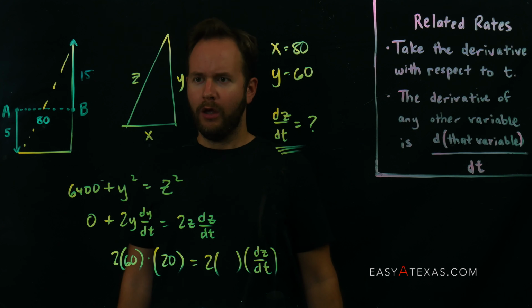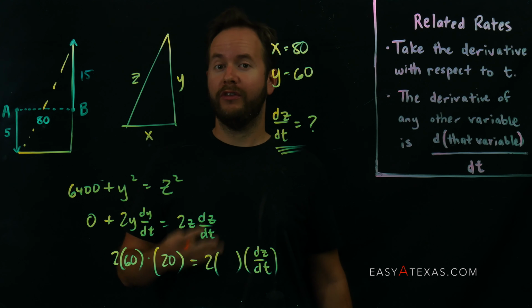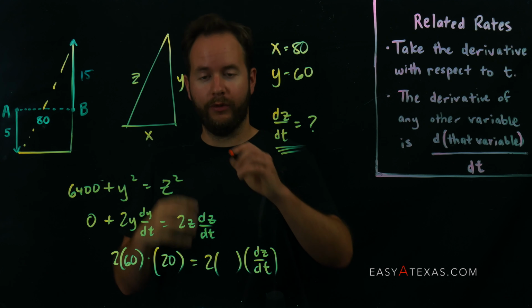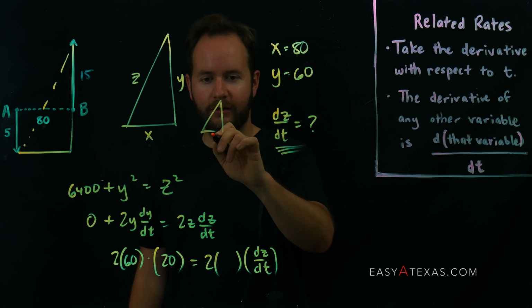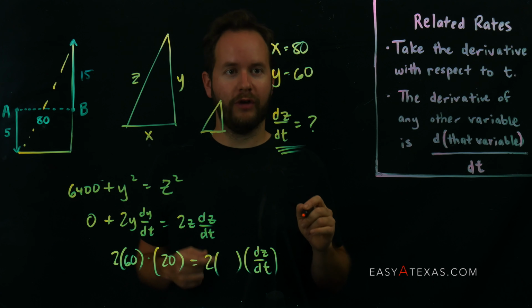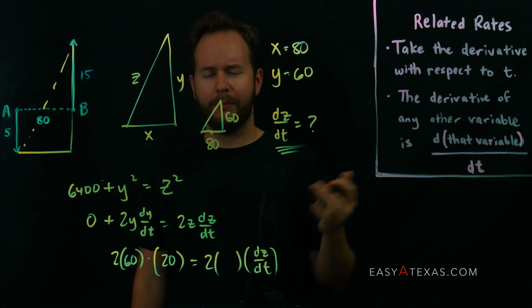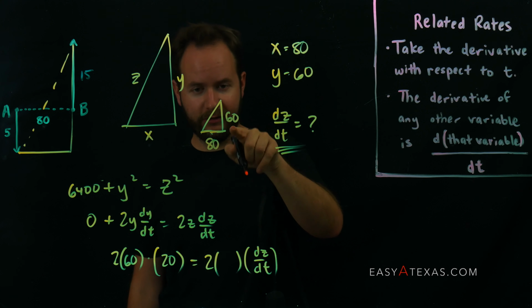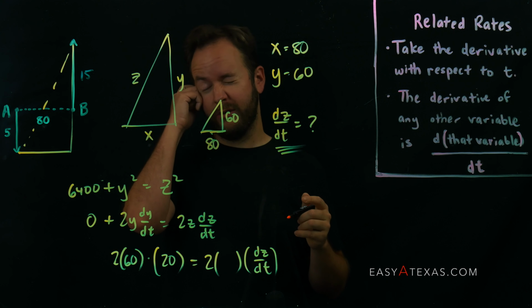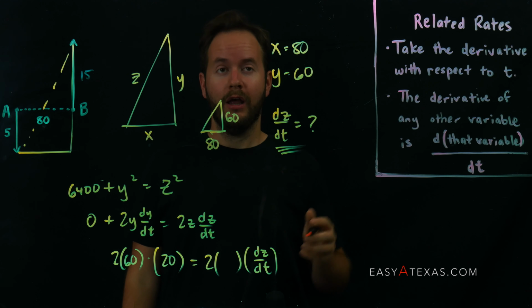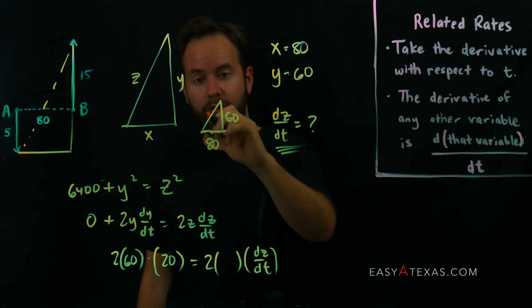What is z, though? Remember that we're going to have to reference the original triangle, without having taken the derivative, to see what the sides of this right triangle are. We know x is 80, y is 60, and if you do some quick Pythagorean theorem math, you take 60 squared plus 80 squared. 60 squared is 3,600. 80 squared is 6,400. Adding those together will give you 10,000, the square root of which is 100.